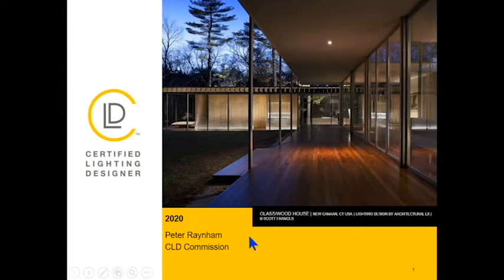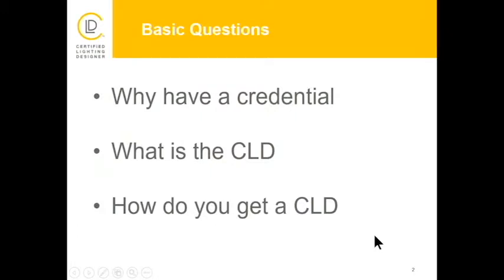So we move on. Some basic questions that I think we need to answer today. Why have a credential at all? What is the Certified Lighting Design Program? And how do you get a CLD? So let's start with the first of those questions, is why have a credential?